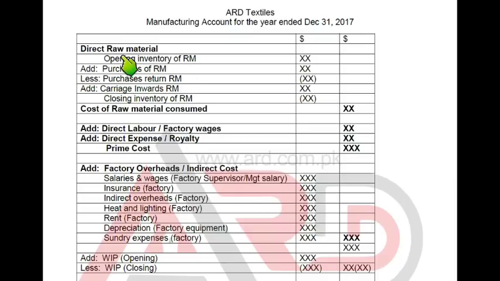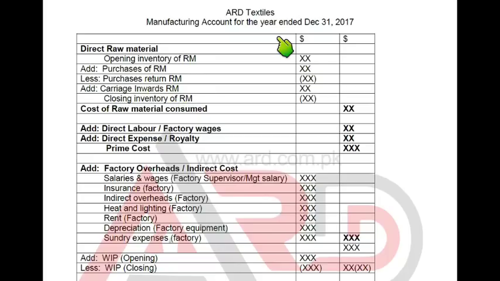This format is a bit similar to what you have already come across in making an income statement, that is opening inventory, add purchases, less purchase returns or returns outwards, add carriage inwards, and less closing inventory. But the difference is that these are all RM, which stands for raw material. These are all costs relating to raw material.